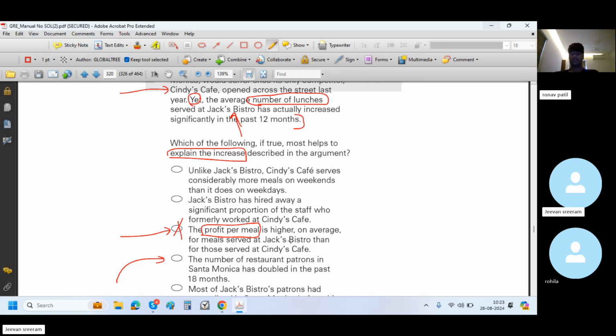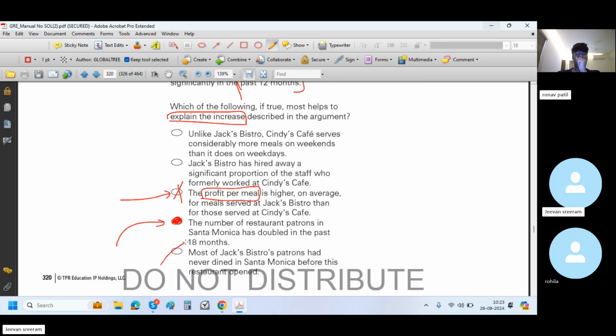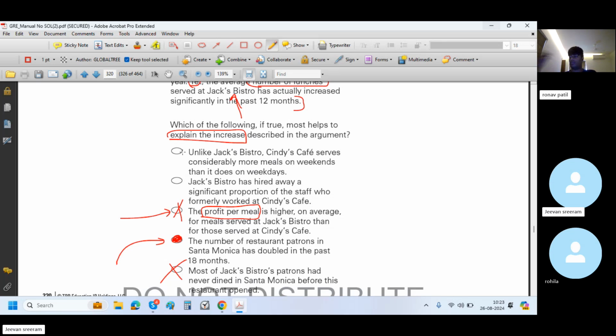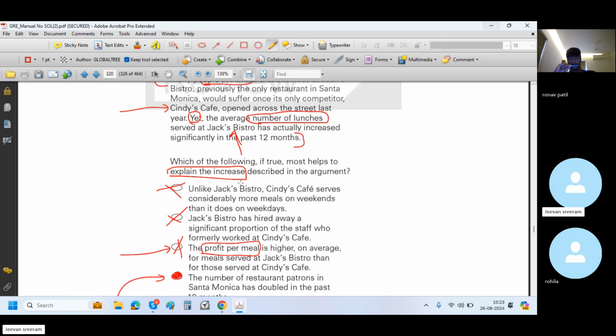So you can't eliminate D. The rest of the things are irrelevant. You can't go with the others to reason why the number of lunches increased, although a competitor entered the race.